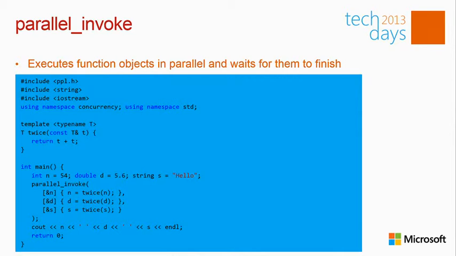And this is a nice template function that basically returns t plus t. Right? So your expectation here is it should write twice 54, which is 108, twice 5.6, which is 11.2, and twice hello, which is hello, hello. Okay, that is what is going to be outputted here.